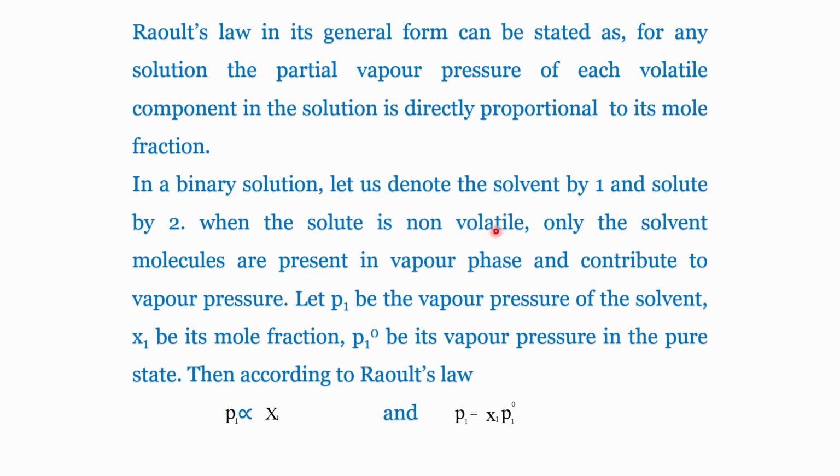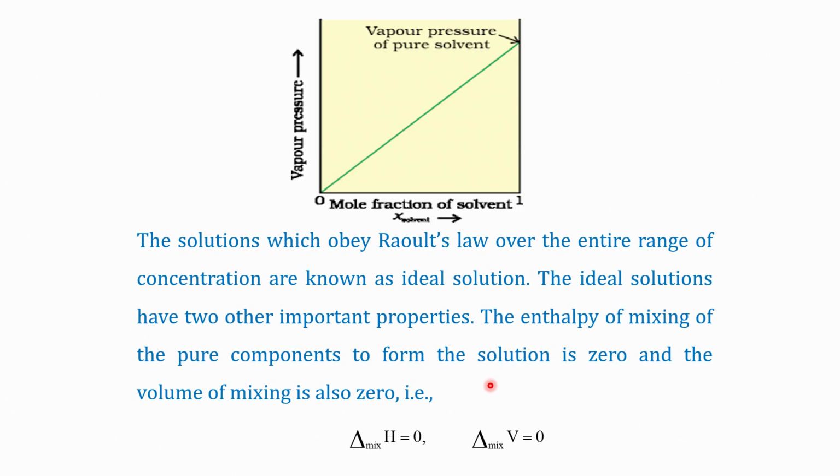If the solute is a solid, it will have very little vapor pressure. So, let P1 be the vapor pressure of the solvent, x1 be its mole fraction, and P1 naught be the vapor pressure of the pure solvent. Then according to Raoult's law, I can say P1 is proportional to x1, and P1 would be equal to x1 times P1 naught. A very simple mathematics.